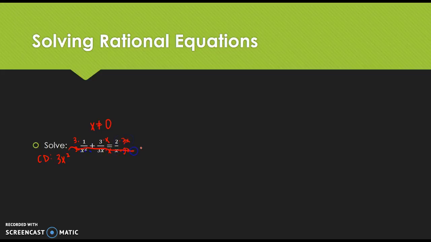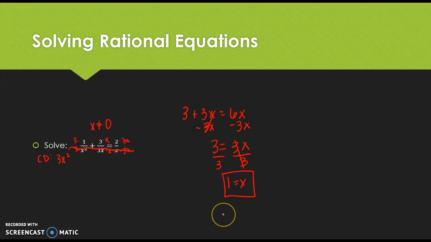Don't need the denominators anymore. So I have 3 times 1 is 3. Plus 3 times x, 3x, equals 2 times 3x, 6x. This is a linear equation, so I don't have to set it equal to 0. I just want to isolate x. I've got to get x on the same side. So I'll subtract 3x. So I get 3 equals 3x, and then I just divide by 3. So x equals 1. I said 0 is the only thing x couldn't be, so x equals 1 works.